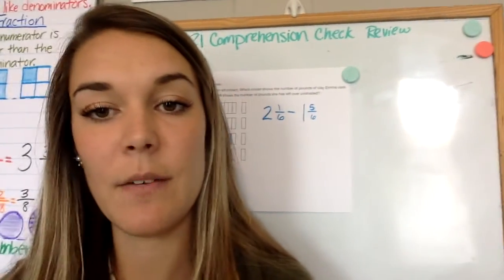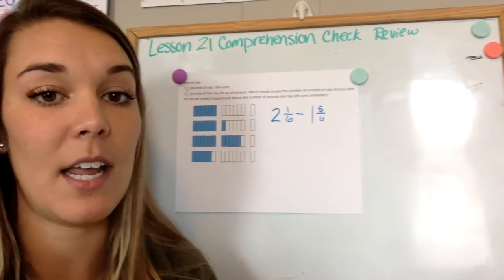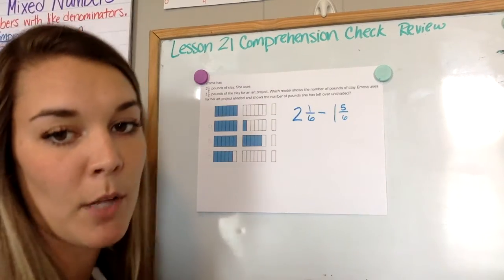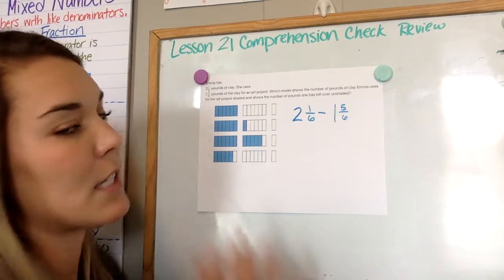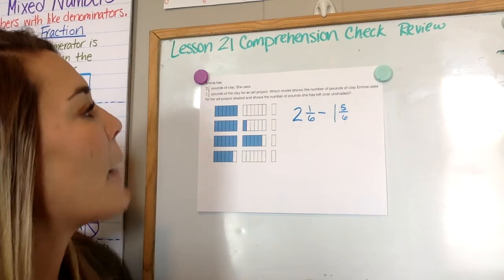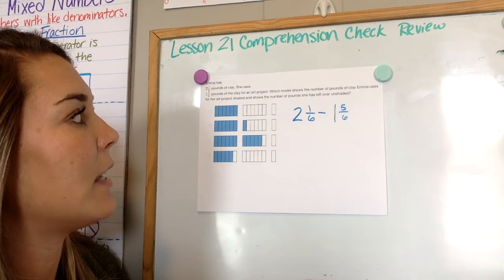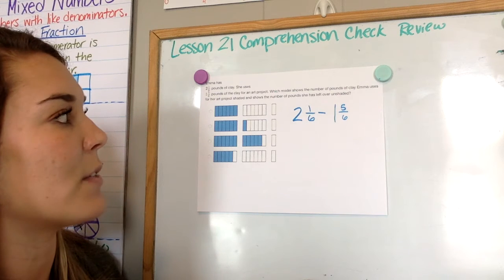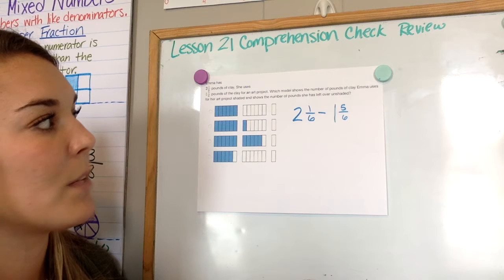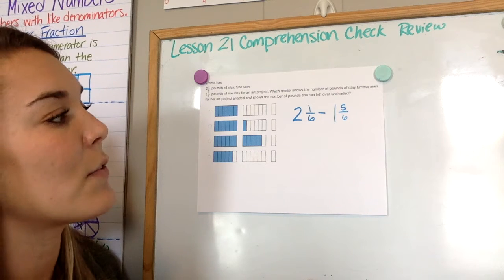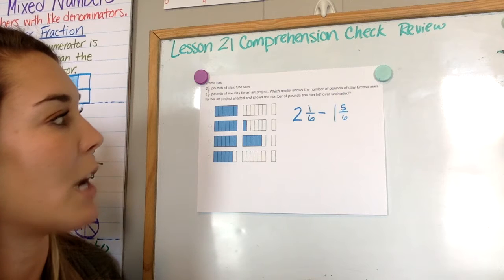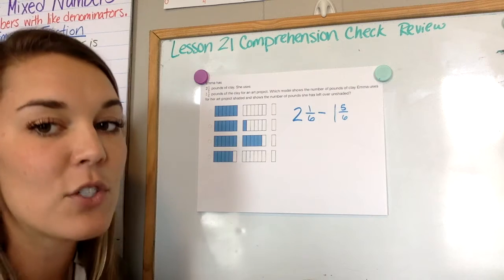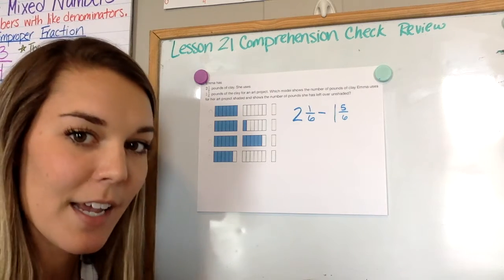So pay close attention. You may choose to either just listen and watch carefully, or you can take notes. It's up to you. So this first problem, sorry, I got ahead of myself, but I'm just going to read it to you first. So it says, Emma has 2 1/6 pounds of clay. She uses 1 5/6 pounds of clay for an art project. Which model shows the number of pounds of clay Emma uses for her art project shaded and shows the number of pounds she has left over unshaded?